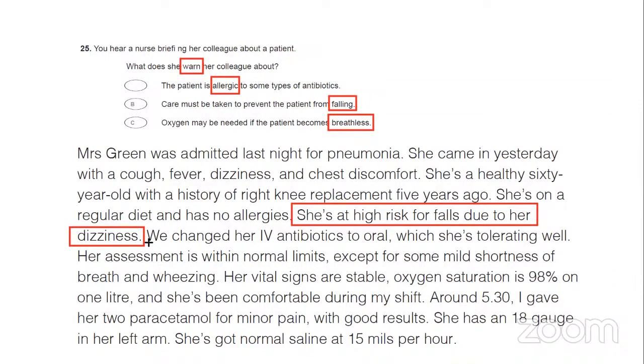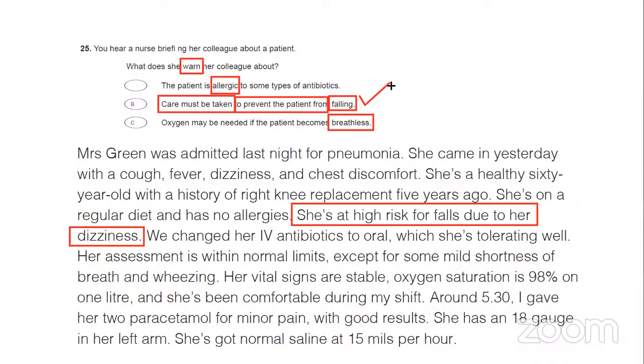This is one point. This is called the induction method or inductive method. That means you'll take the answer and you'll find that this answer is right. Now let us see. So here, fall, okay, high risk. So care should be taken. She is at high risk for falls due to her dizziness. So care must be taken to prevent the patient from falling. So that's it. So this is the right answer.